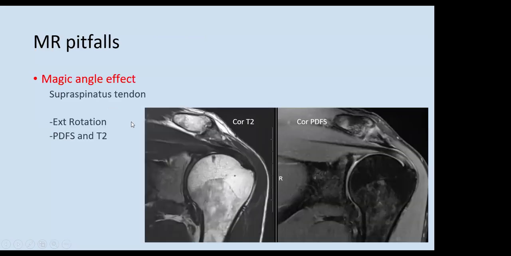Same thing with MRI scan. We talked already about the magic angle effect. That's another pitfall with MRI scan. And always look at the PDFS as well as the coronal T2. So for example, we look here at the coronal PDFS, we see signal change at the insertion of the supraspinatus tendon on the coronal PDFS. But actually, if you look at the coronal T2, the tendon looks normal with no signal change. So then we can call this one magic angle effect.